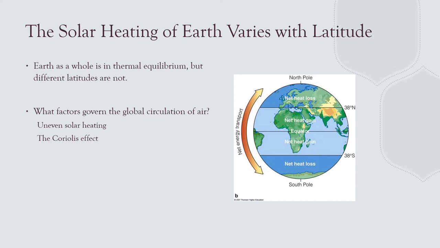The Coriolis effect is Earth rotating underneath the wind, underneath this water flow, causing it to travel toward the right in the northern hemisphere, toward the left in the southern hemisphere. Wind, therefore, has curved paths. Ocean currents have curved paths. And this is due to the Coriolis effect.